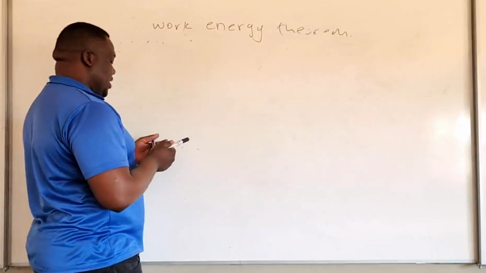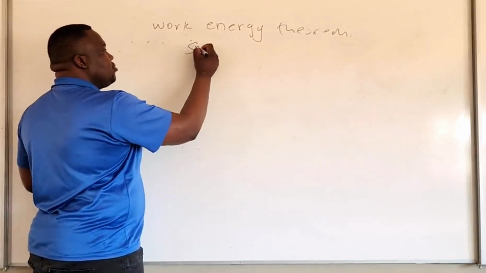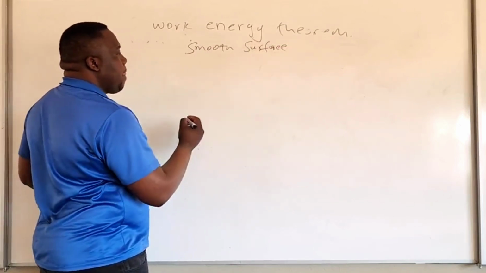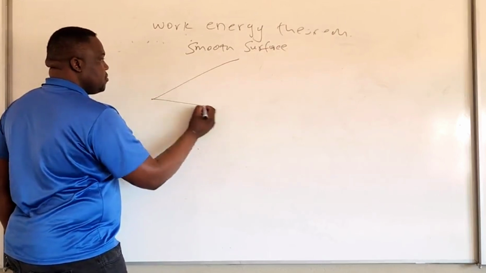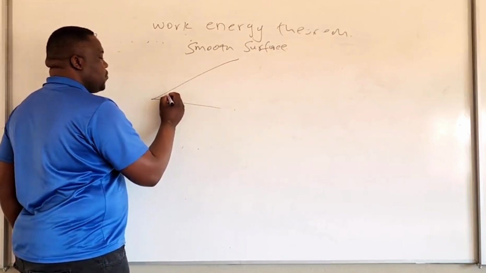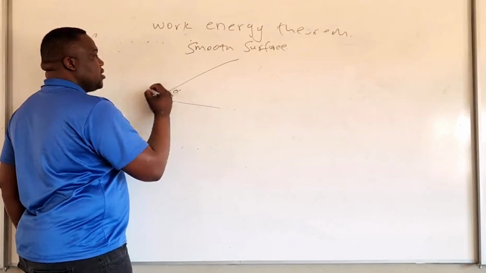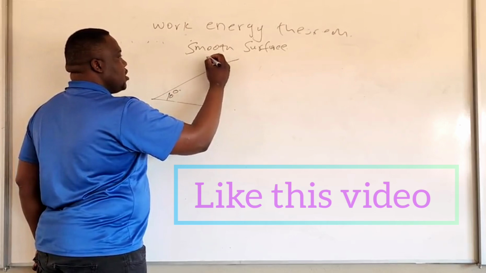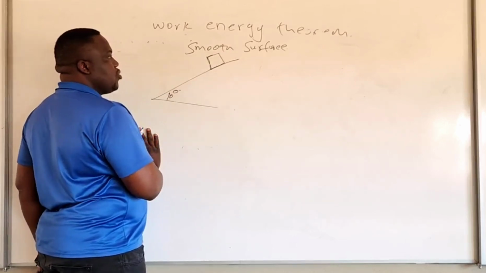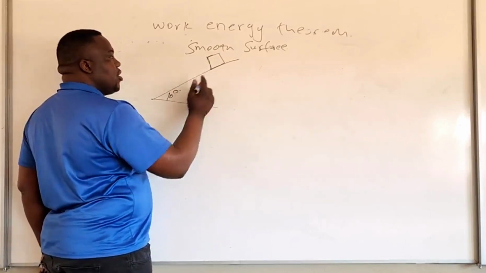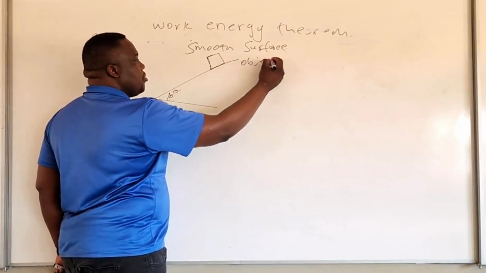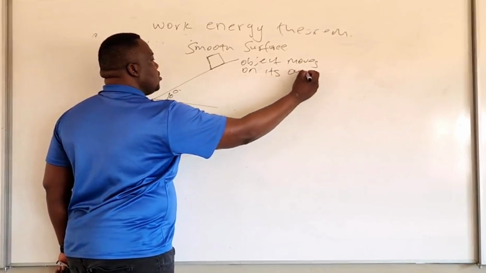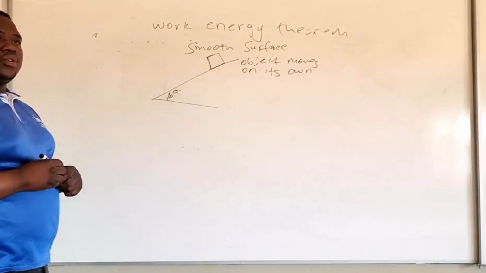Let's say I have a smooth surface. Can you see? Here's a smooth surface, which is 10 degrees. An object is moving down on a smooth surface. The object moves on its own.